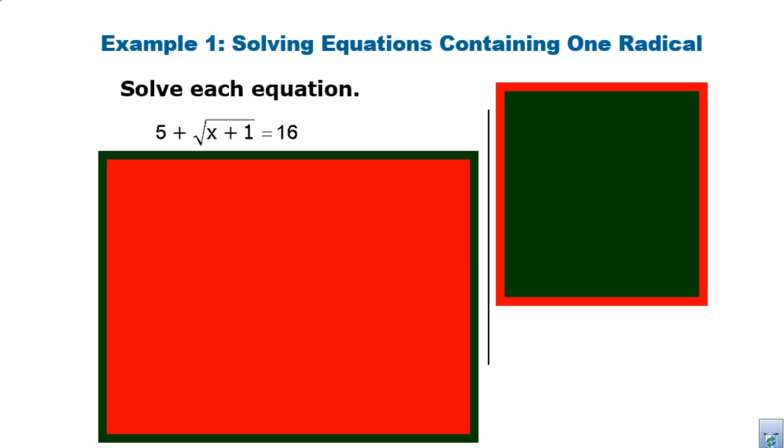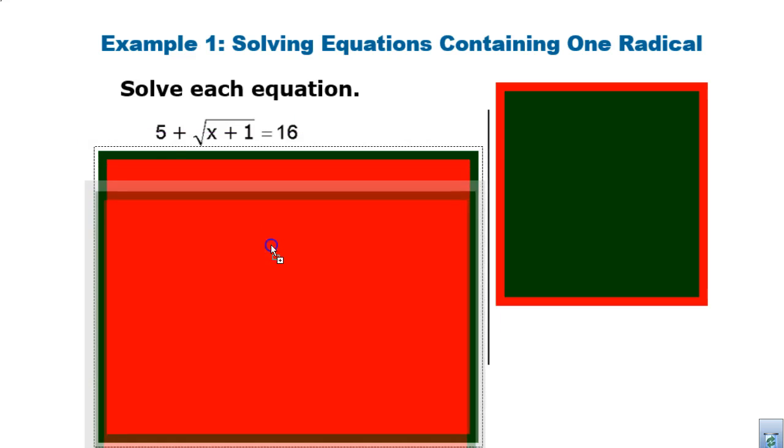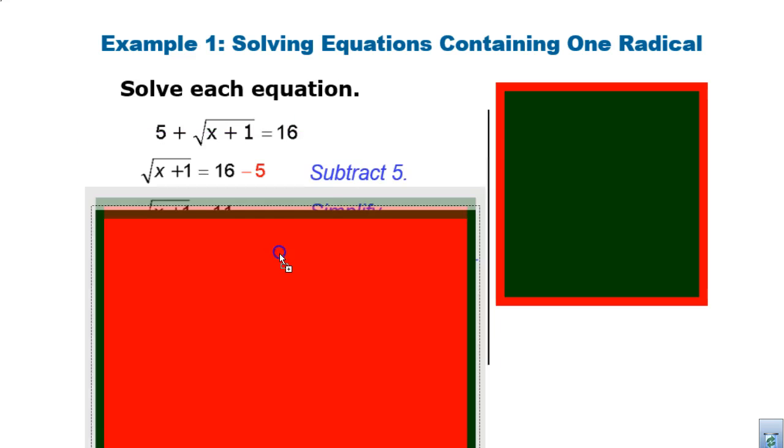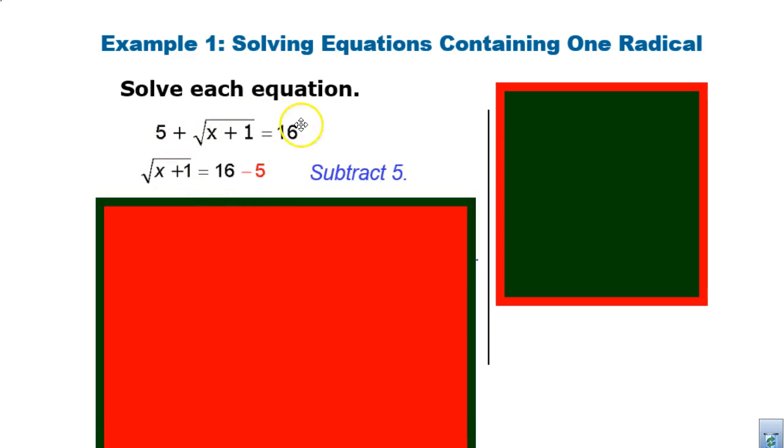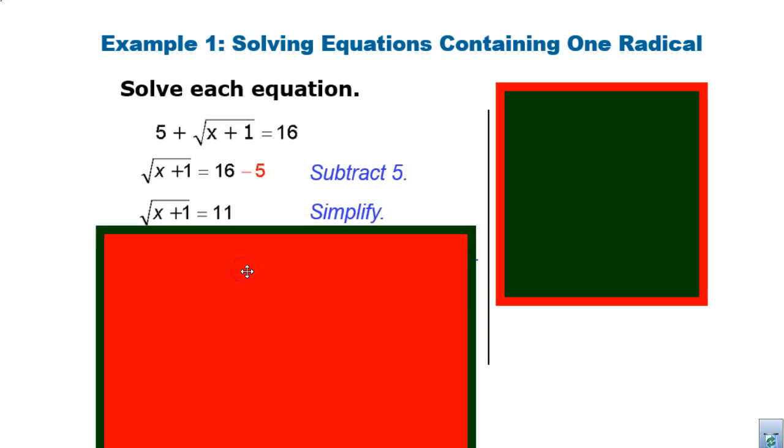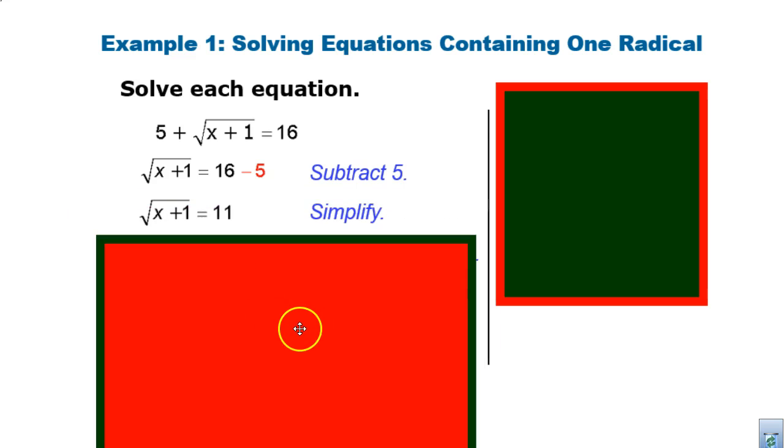So our first real example today: we have 5 plus the square root of x plus 1 equals 16. Remember, our first step is to isolate the radical. To do that, we're going to subtract 5 on both sides of the equal sign in order to get the square root by itself. After doing this, we now have the square root of x plus 1 equals 11.